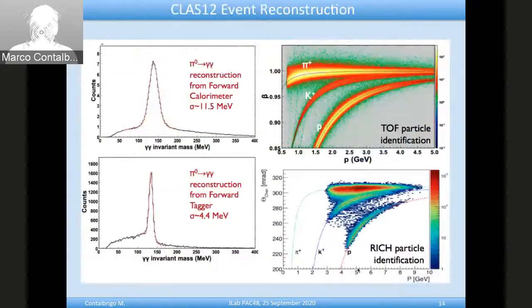This is just a flash to show you that the experiment is working. On the left, the identification of pi zeros in different calorimeters. On the right, the identification of the charged particles. Top is time of flight, that works at low momenta. And bottom is RICH, that works at high momenta.